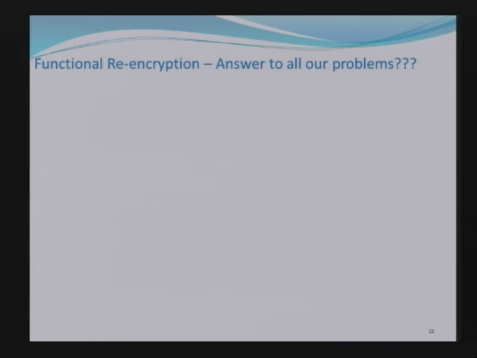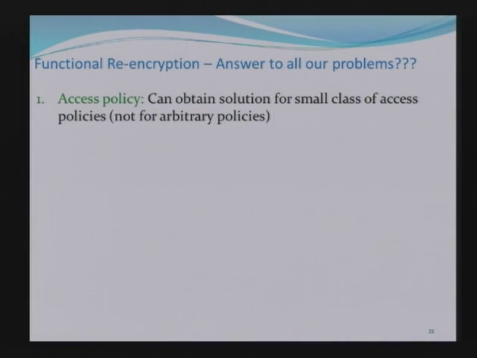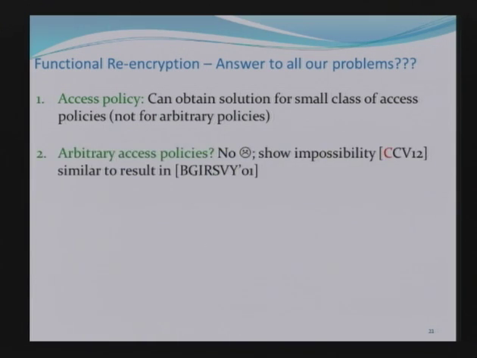Okay, so now that we have functional re-encryption, the natural question is, can we do everything with functional re-encryption? It seems like something nice to have. Is it the answer to all our problems? Unfortunately, no. Number one, the access policy. Can we obtain solutions for arbitrary access policies? It turns out, no. We cannot do that. Our solution is for a small class of access policies. In fact, we show that arbitrary access policies are impossible. One cannot construct a functional re-encryption scheme for arbitrary access policies.